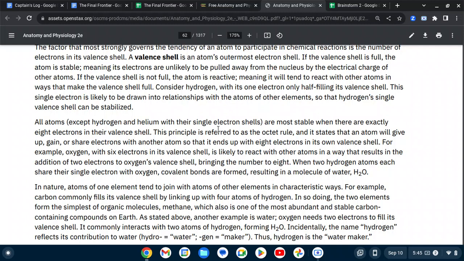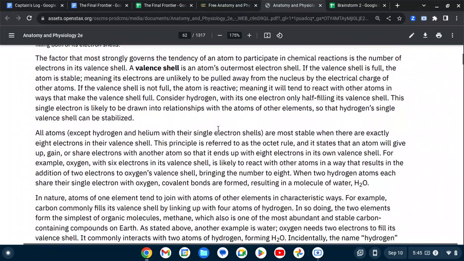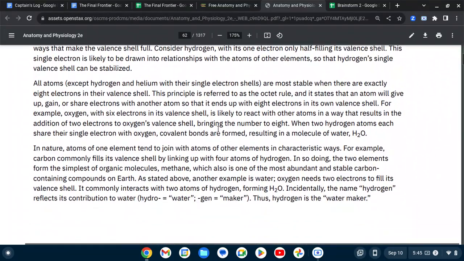In nature, atoms of one element tend to join with atoms of another element. Damn it.